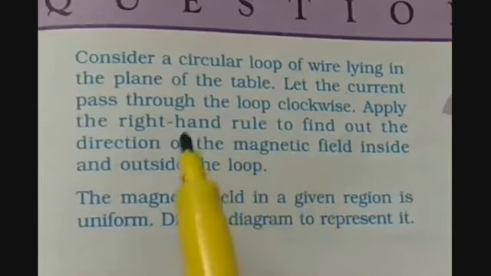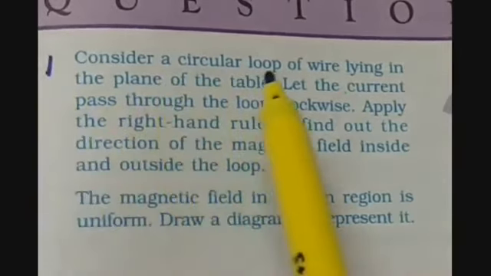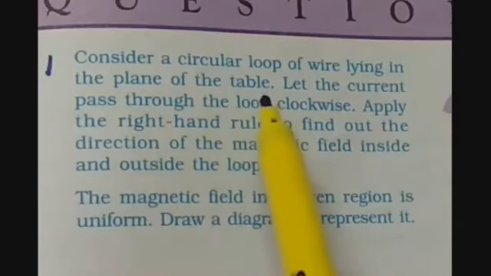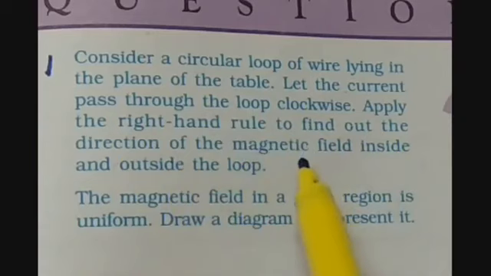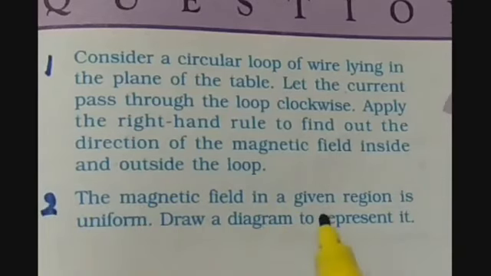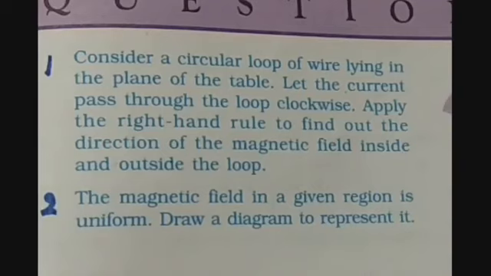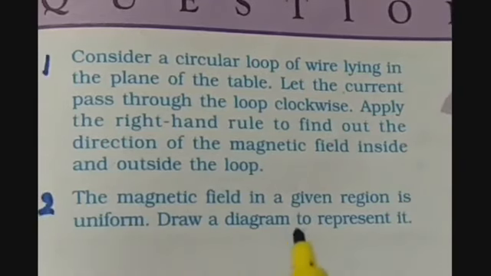In today's homework, you have two questions. Question number 1: consider a circular loop of wire lying in the plane of the table. Let the current pass through the loop clockwise. Apply the right hand rule to find out the direction of magnetic fields inside and outside the loop. Second question: the magnetic field in a given region is uniform. Draw a diagram to represent it. These two questions you have to do, and these are the in-text questions of page number 229. So this is your homework.